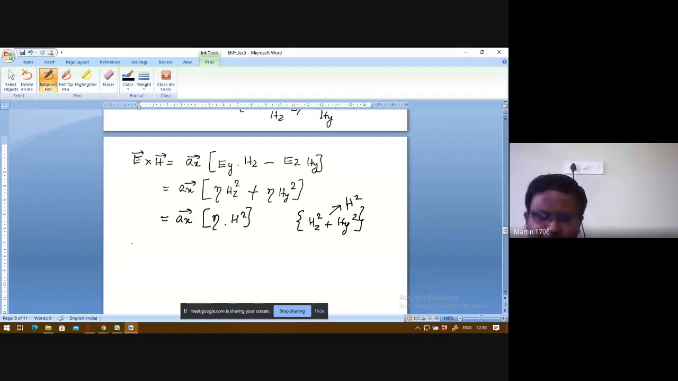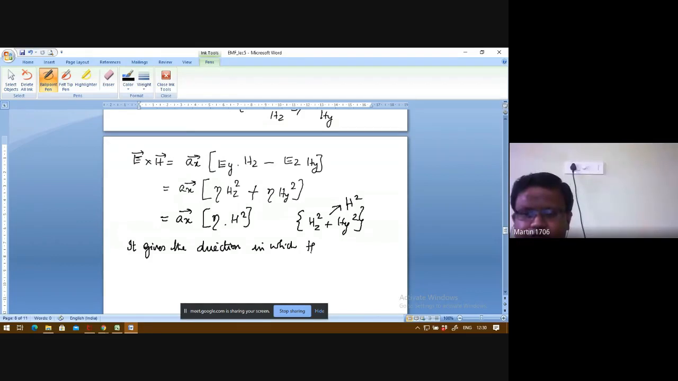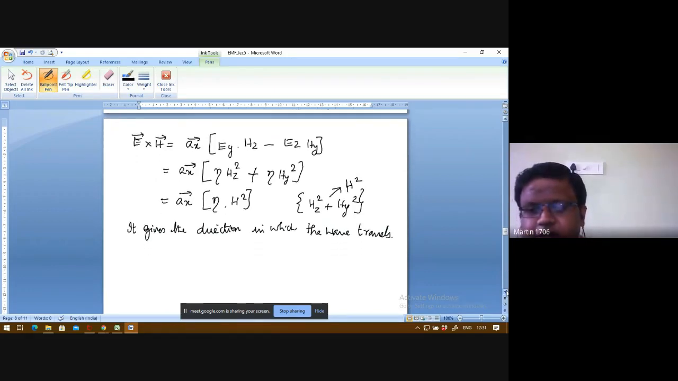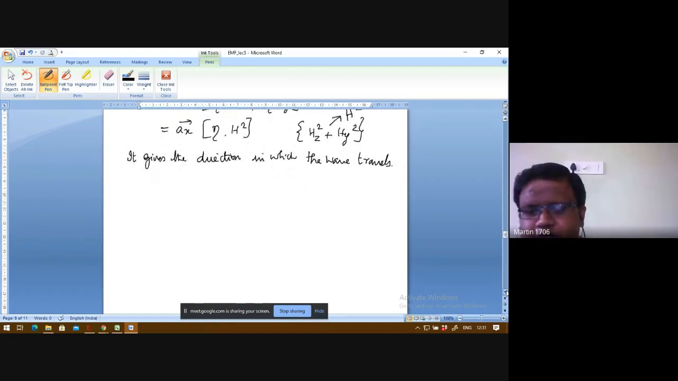So this gives the direction in which the wave travels. That only deals with the cross product. The next term is the phase velocity and the group velocity. Let me see what is the relationship between phase velocity and group velocity.